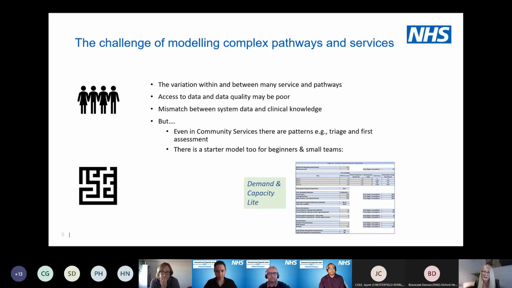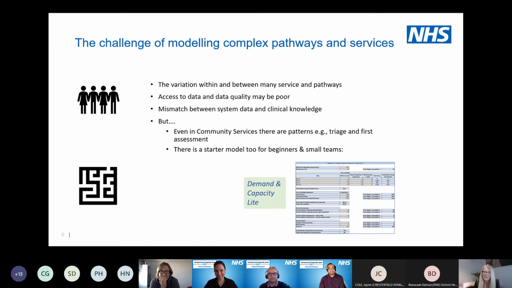And often there's a mismatch between what the data is telling us in a data warehouse and what's actually happening on the ground. And I expect you've had many experiences where somebody has said, it looks like your activity is this, and you go, well, that's not what it's like at all. But even in community services, there are patterns to the way that we all work across the country. Patients are generally referred, and there'll be some sort of triage, and then there'll be an assessment or a first visit or a first phone call. So they generally follow a similar pattern, and that's all that modelling needs really, is some form of pattern. We've introduced a starter model.